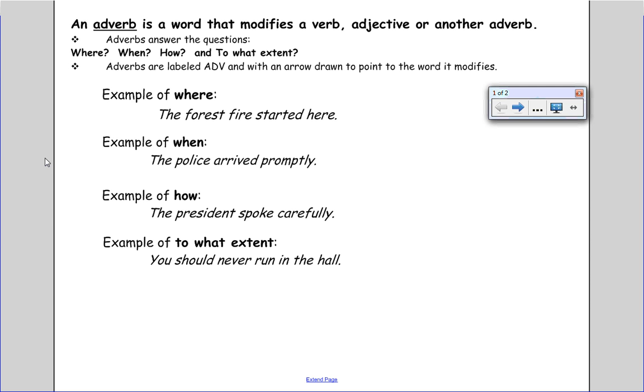It's important for you to memorize these to help you on the quiz and to help you identify these when you see them in a sentence. So I'm going to go through an example of where an adverb answers each of those questions now and label them. So label these with me.